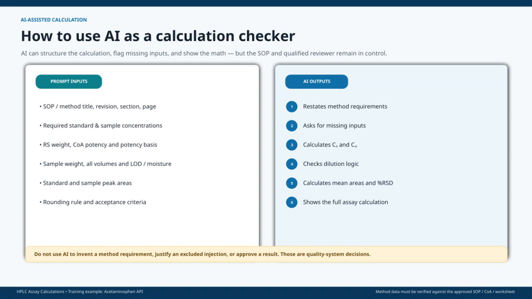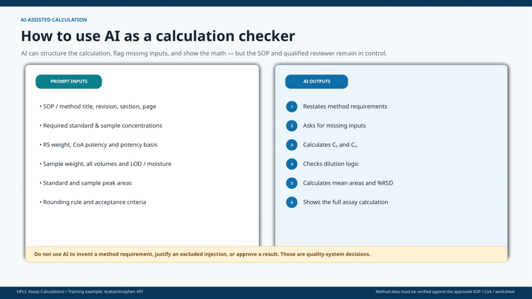This slide focuses on how AI can assist with HPLC assay calculations, using acetaminophen API as an example. It's crucial that all method data be verified against the approved SOP, certificate of analysis, or worksheet to ensure accuracy. AI can serve as a helpful calculation checker by structuring the calculations, flagging any missing inputs, and clearly showing the math involved. However, the SOP and a qualified reviewer must always guide and control the process.